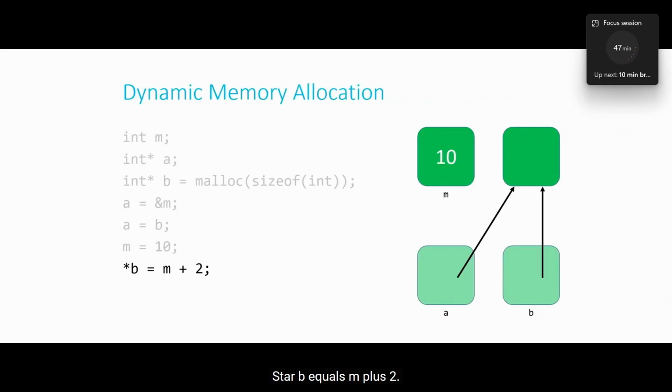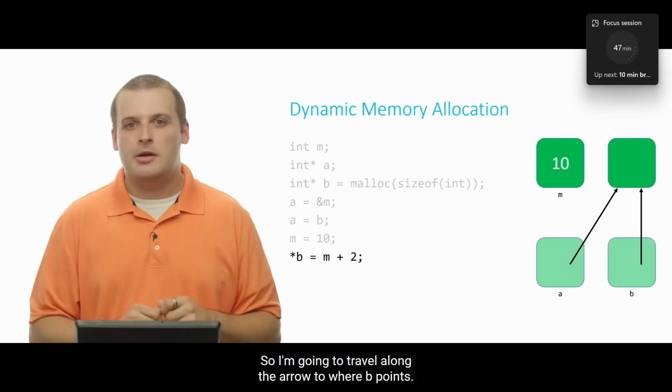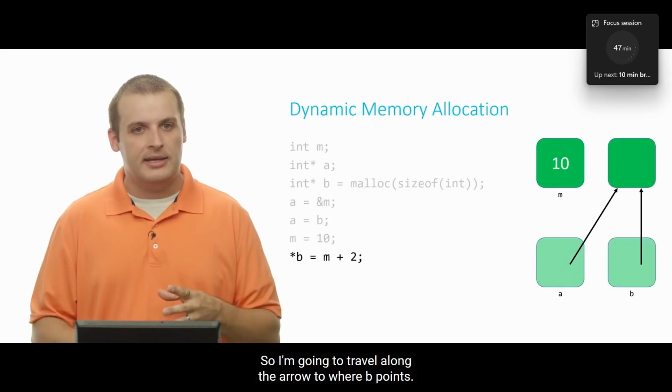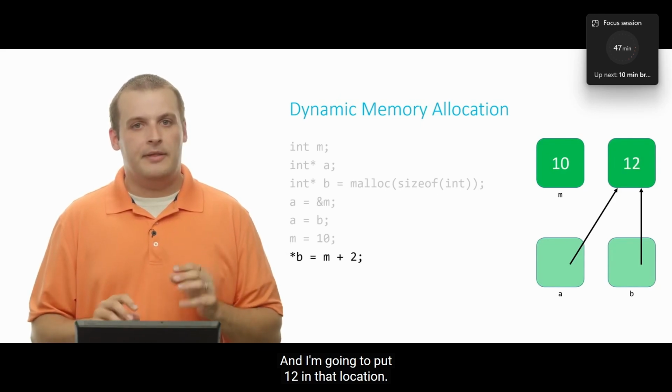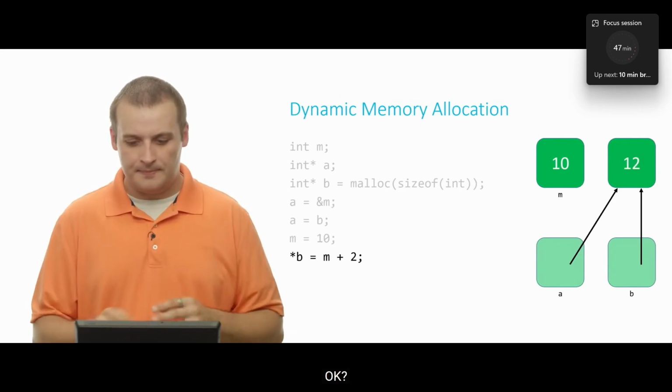Star B equals M plus 2. It's a little weird, right? But what's M plus 2? Well, M is 10, so 10 plus 2 is 12. And star B equals 12. When I say star B, I'm dereferencing B, so I'm going to travel along the arrow to where B points, and I'm going to put 12 in that location, okay?